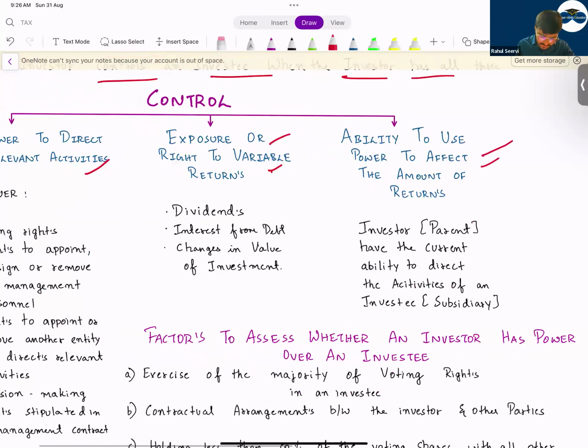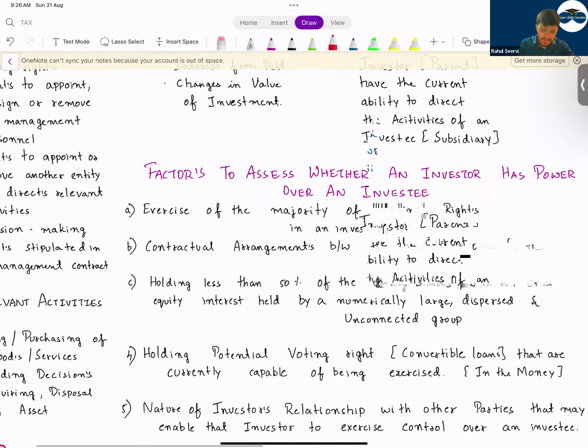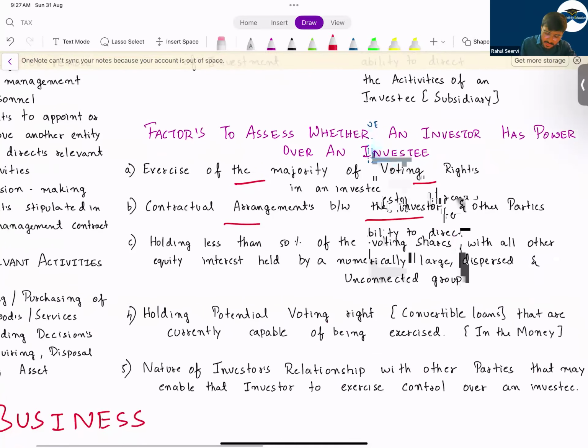Now what are the other factors to assess whether the investor has power over the investee? Exercise of majority voting rights, and contractual agreements between the investor and other parties. If today I have only 40 percent, but a friend of mine has 20 percent, and I do a contract with him saying whatever I say you should agree, in that case also we say I have control, even though I hold only 40 percent.